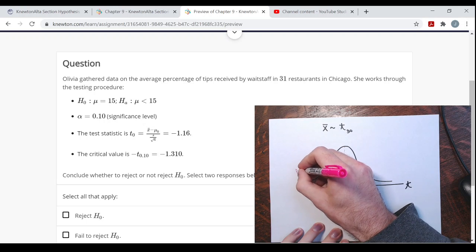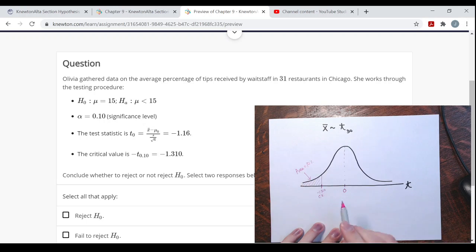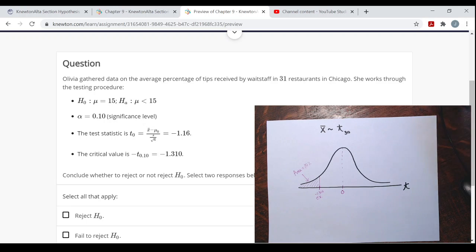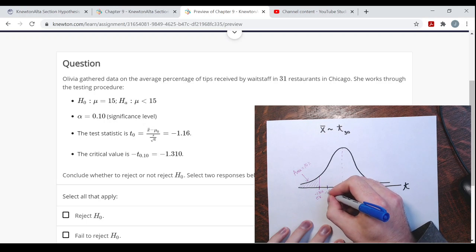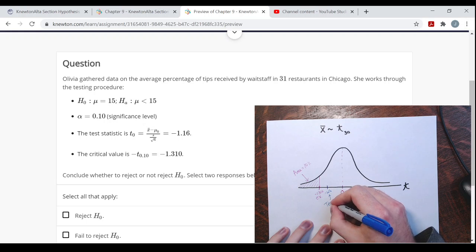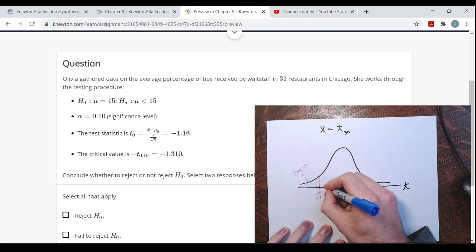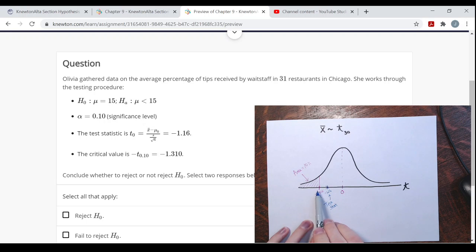This is an area of 10% under the curve, and this is our rejection region. And then the test statistic, the t-score for her sample of 31 restaurants, came back at negative 1.16, which is not in the rejection region. This was the test statistic, or I'll put test stat. It came up here, which is definitely not negative 1.310 or less. It's not in the rejection region.